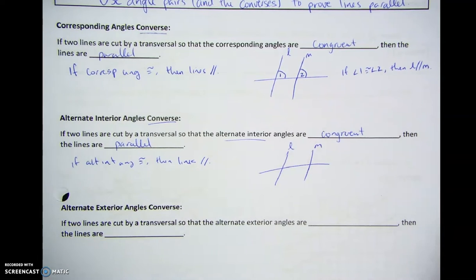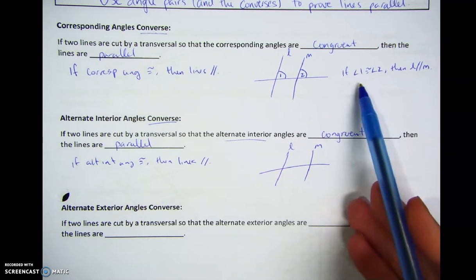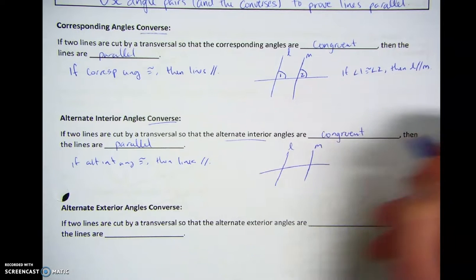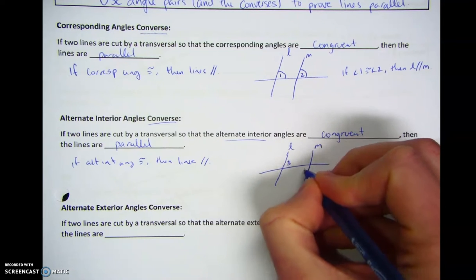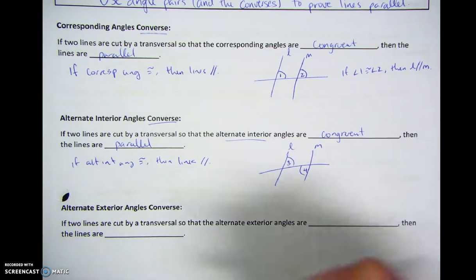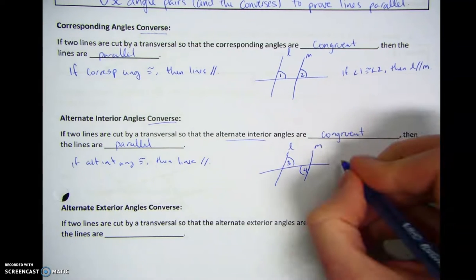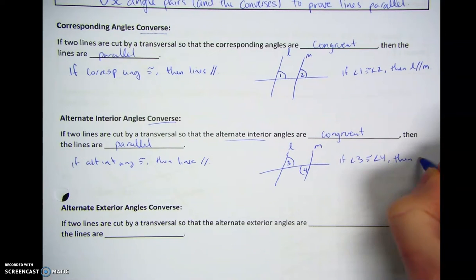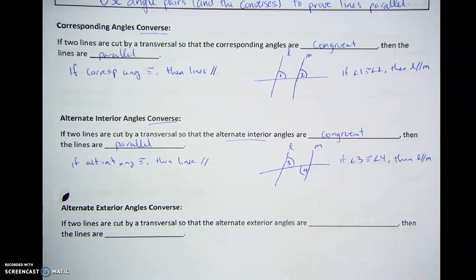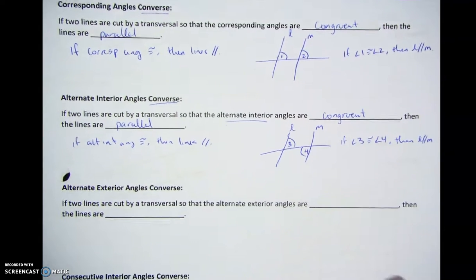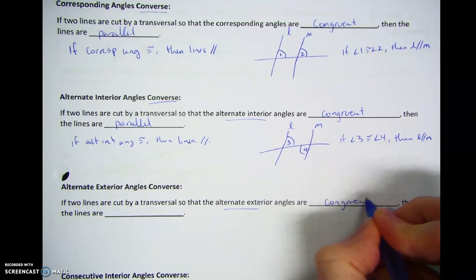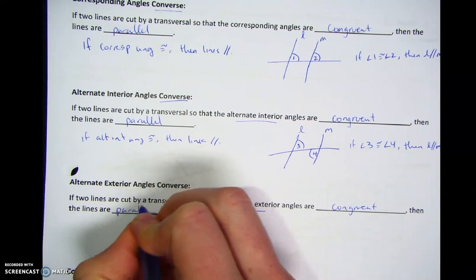L and M. Now this would be like a different situation. If we'd already used the corresponding angles converse, we'd already know these lines are parallel, so we wouldn't have to use another theorem. But maybe we have another example where, let's say, angles 3 and 4 instead are congruent. So somehow we're able to say that angles 3 and 4 are congruent. If angle 3 is congruent to angle 4, then the lines are parallel. All right, at this point, we definitely know what's going to happen next. Alternate exterior angles, if they're congruent, then the lines are parallel.